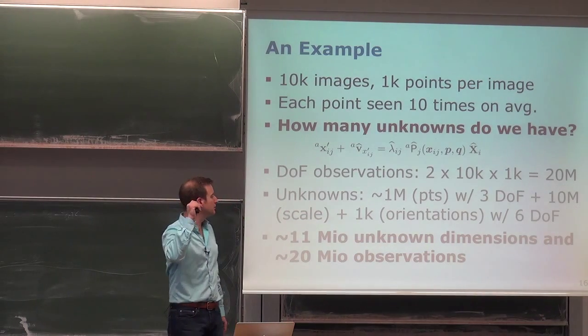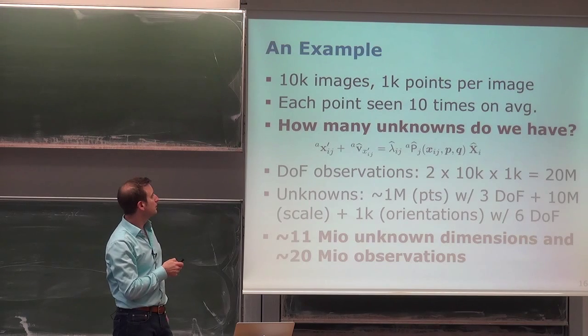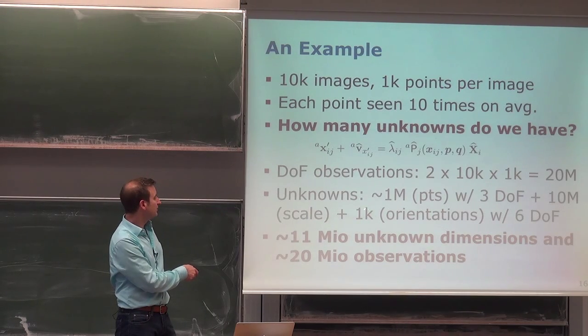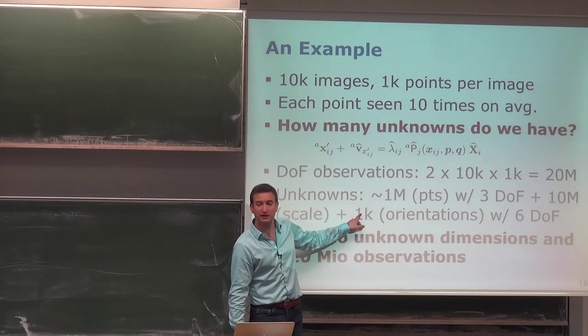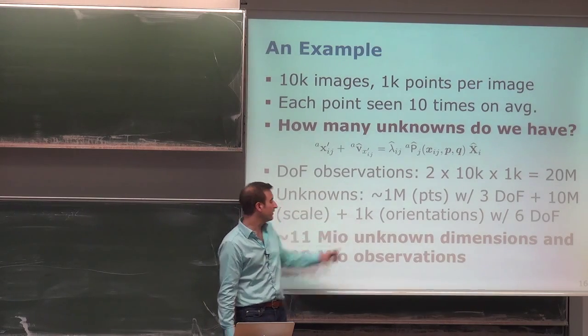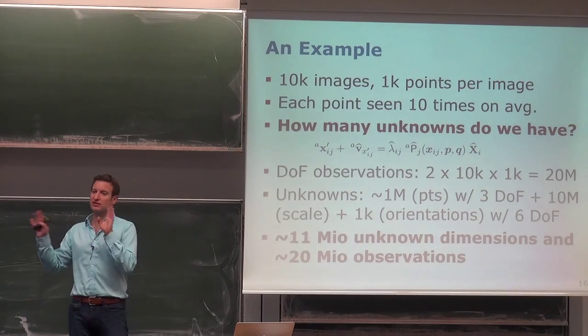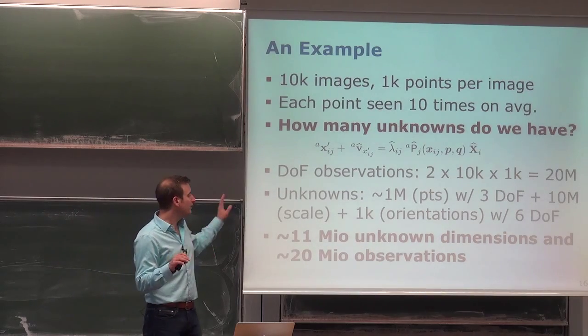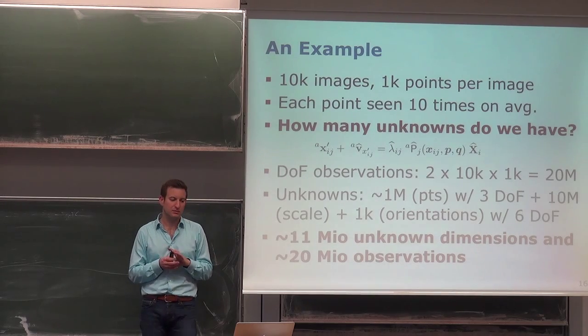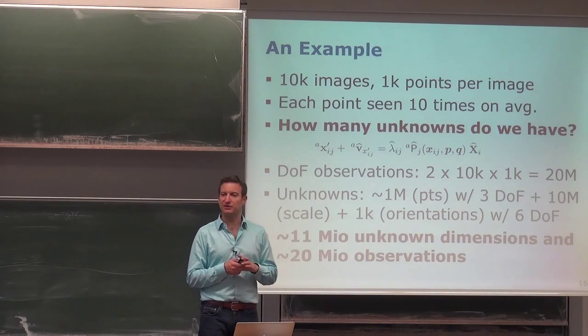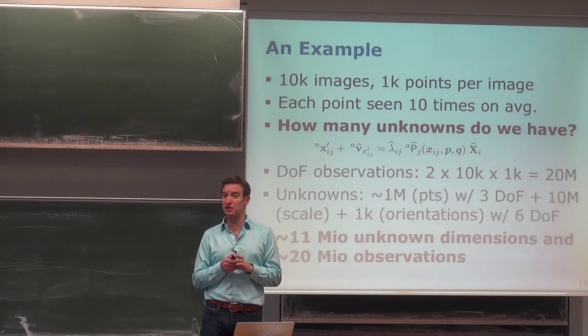Oh, that's actually wrong. This must be 10,000 because we have 10,000 images, so this must be 10,000 over here. Sorry, so this must be 10K orientations with 6 degrees of freedom, not 1K. But anyway, this is just a few thousand more. So in the end, we end up with something like 11 million unknowns, approximately, and 20 million observations. That's a pretty large number.